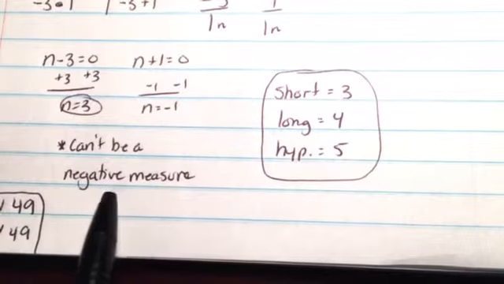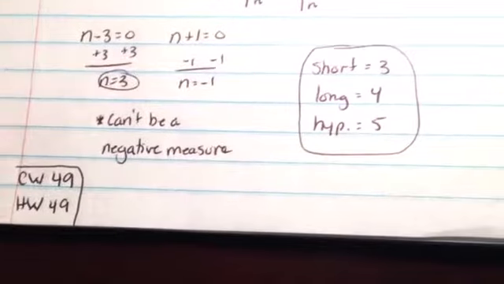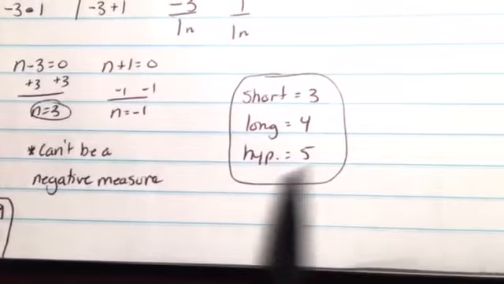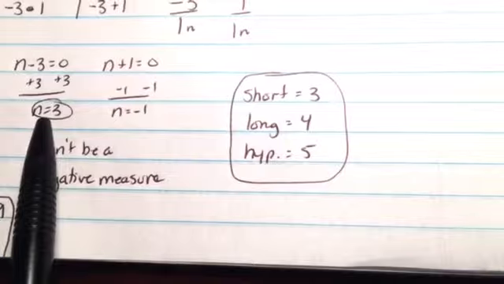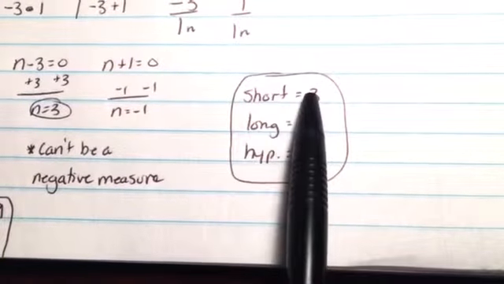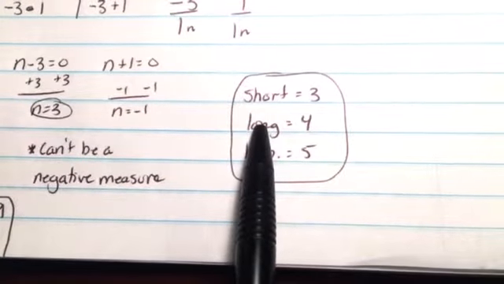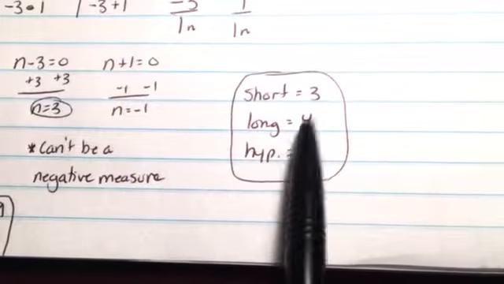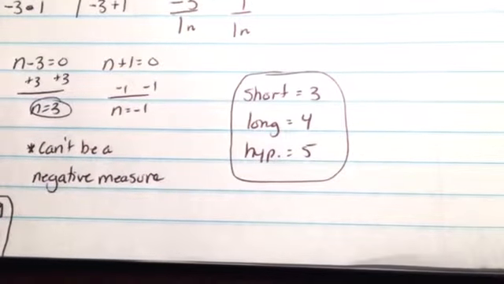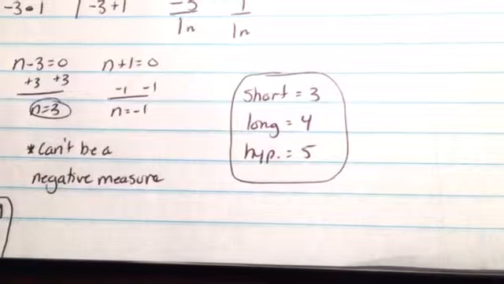Can I have a side measure that's going to be a negative value? No. Can't have negative measures. So I use the 3 instead of the negative 1. Ignore that. That means that n was 3. N was the short side, or the short leg. So the short leg is 3. The long leg, it was 1 more, n plus 1. So that one's 4. And the hypotenuse was n plus 2, so the hypotenuse is 5.